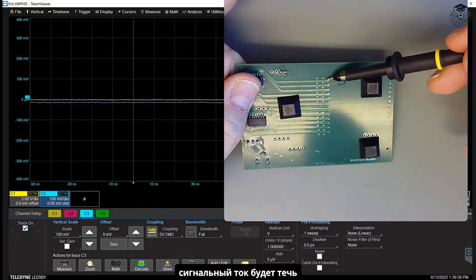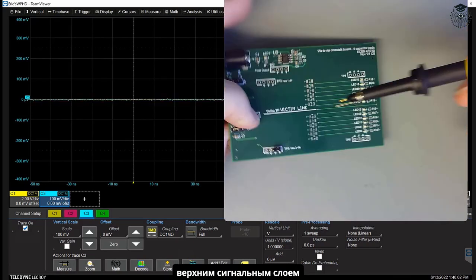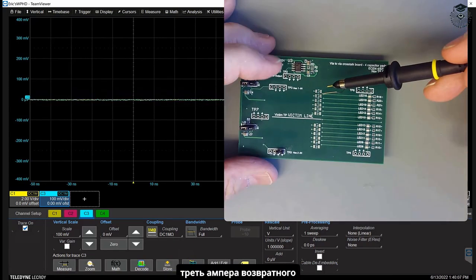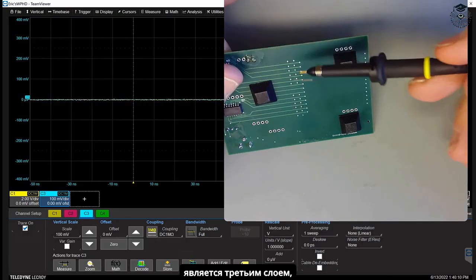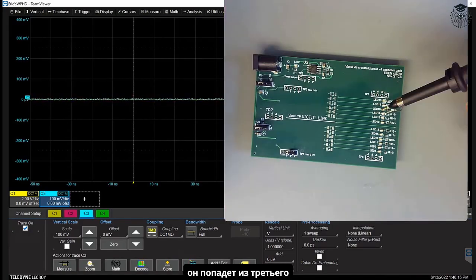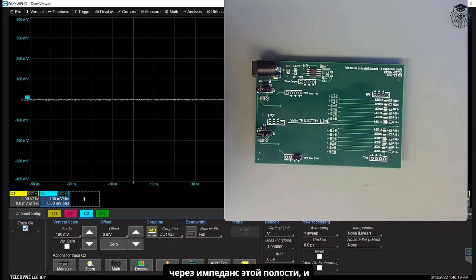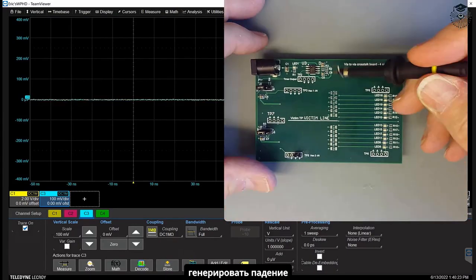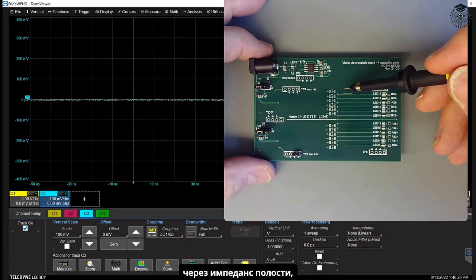So we get 12 times that, 1/3 of an amp of current that's going to flow. The signal current is going to flow between the bottom signal layer and the top signal layer. And the return current, that's 1/3 of an amp of return current that's going to flow between the bottom plane, which is layer 3, and the top plane, layer 2. And how's it going to get from layer 3 to layer 2? Through the impedance of that cavity. And as that return current spreads out, it is going to generate a voltage drop because of the current through the impedance of the cavity.